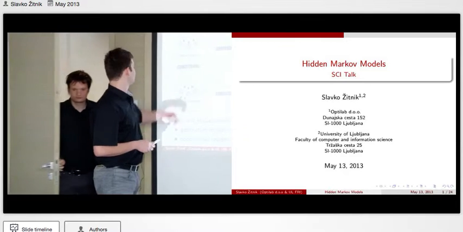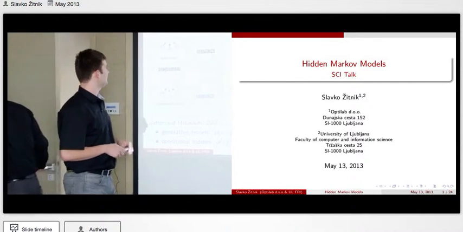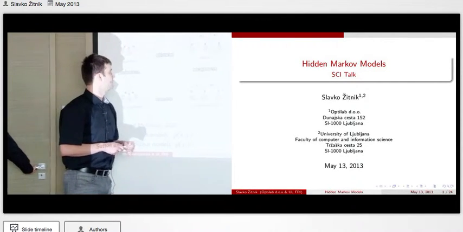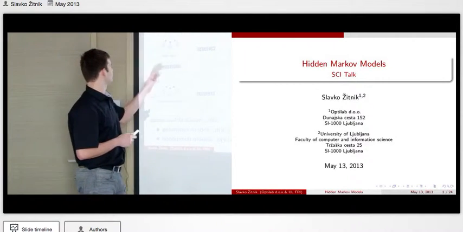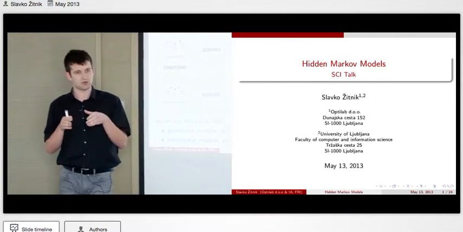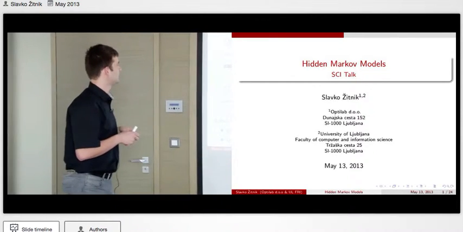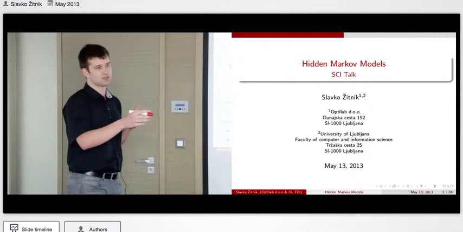So in the last session, we presented naive Bayes, and today we'll talk about hidden Markov models. The key difference between these two models is that naive Bayes models just one value or class, while hidden Markov models model a sequence of values.